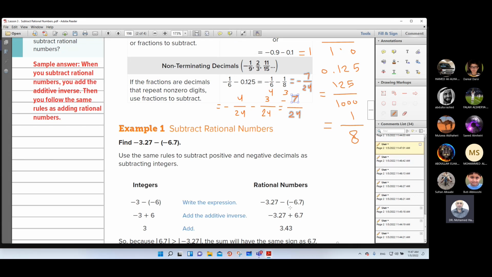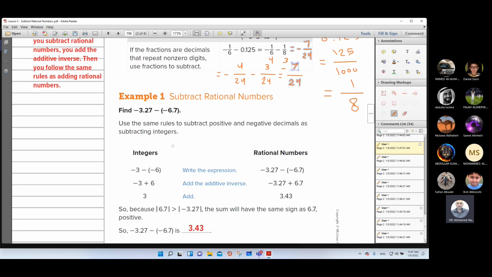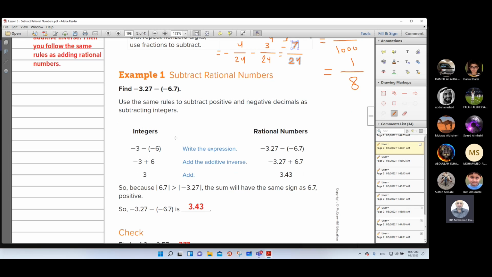Subtract rational numbers: find negative 3.27 minus negative 6.7. To do this problem, use the same rules to subtract positive and negative decimals as when subtracting integers. So we have here integers 3 and 6, the whole numbers. So we have negative 3 minus negative 6. Negative times negative means a plus. So negative 3 plus 6. We have different signs. When you have different signs, take the sign of the bigger number, which means positive, then do subtraction. 6 minus 3 will be 3.